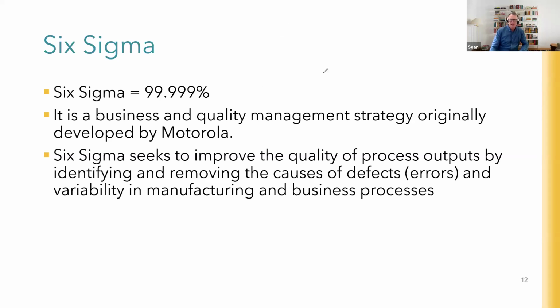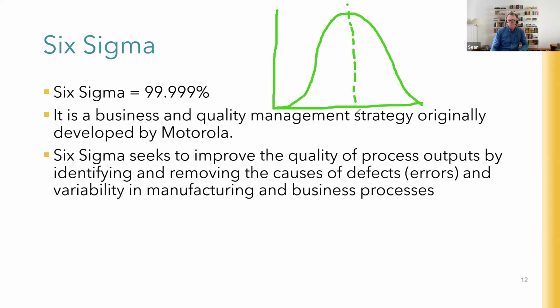It's called Six Sigma because if you remember your stats and a normal distribution of data, and if this was the mean here, that's the mean there. You'll know that standard deviation is the average distance away from the mean of the data set, and one standard deviation either side of the mean should account for about 65% of the data.